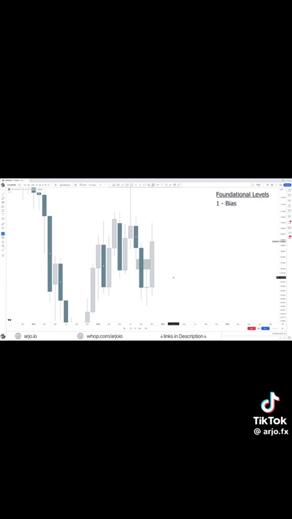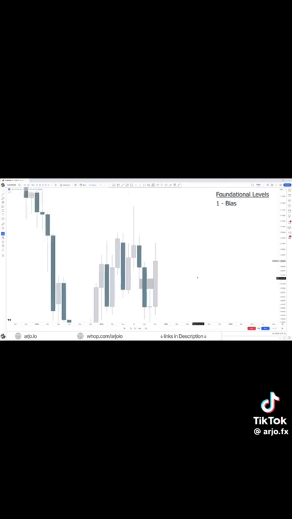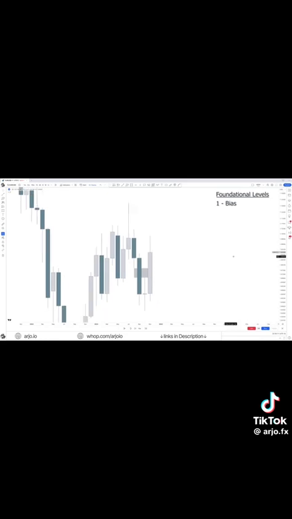What is it doing? Then the next part of that bias, because we also said a draw on liquidity, is the closest PD array that we see. What is the closest premium array that we are likely heading towards? It's potentially this high right there. Now that high is currently quite far.